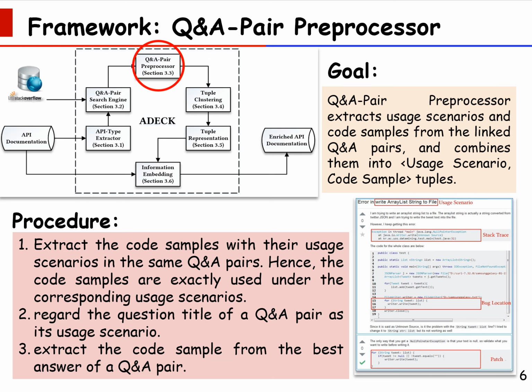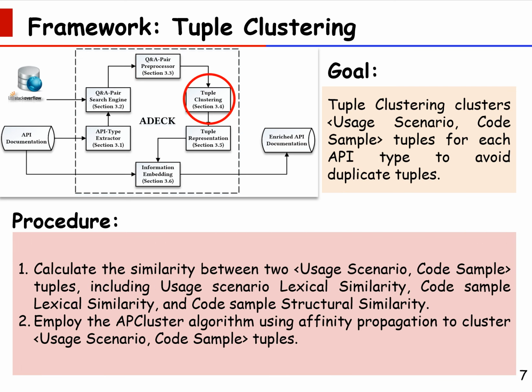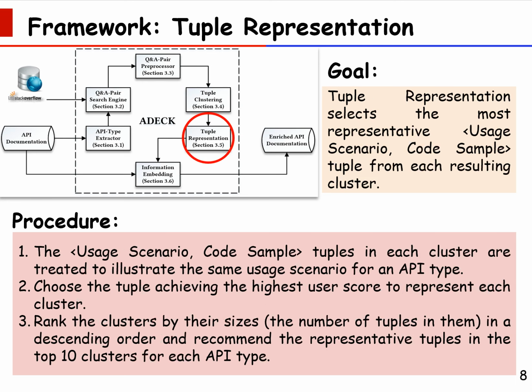pairs, the question and answer pair preprocessor extracts usage scenarios and code samples from the linked question and answer pairs for each API type and combines them into usage scenario and code sample tables. The next component is tuple clustering. It clusters usage scenario and code sample tables for each API type to avoid duplicate tables.